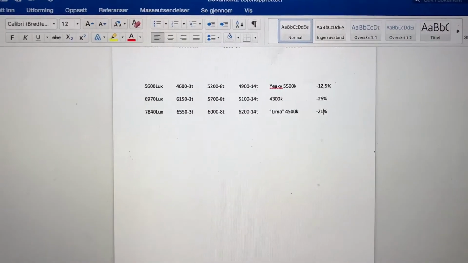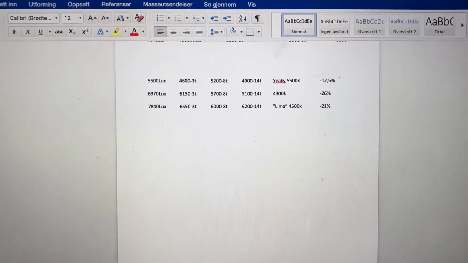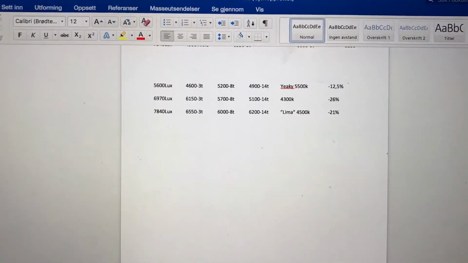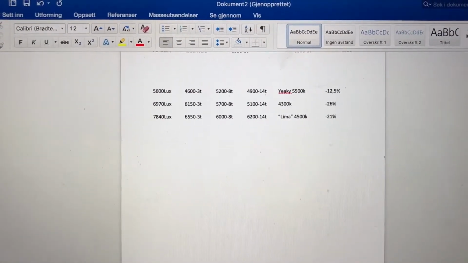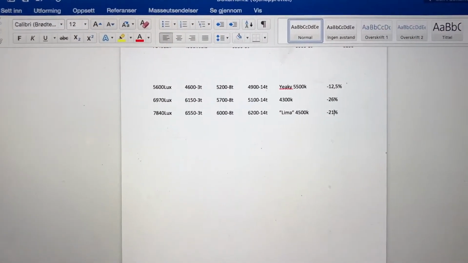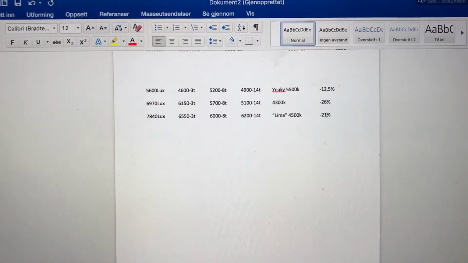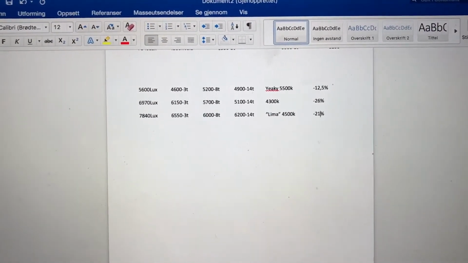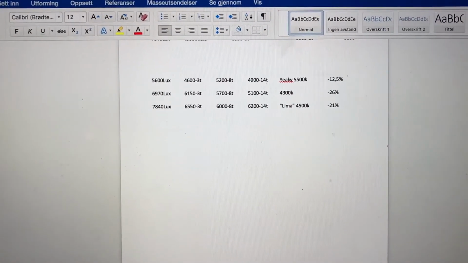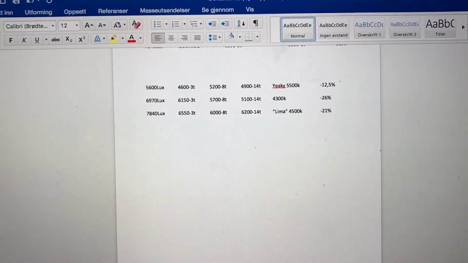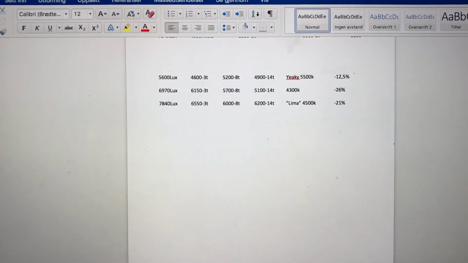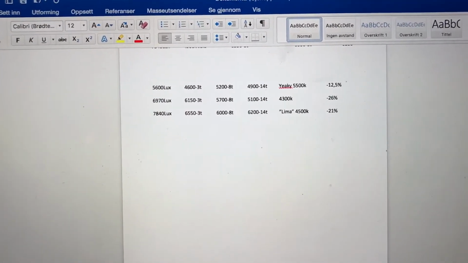But seeing it overall here at 14 hours, which isn't too long, the Yiki bulb only lost 12.5%, but it was the lowest scoring bulb overall. Then we had the generic 4300 Kelvin, which lost 26%, and then the Lima Star 4500 Kelvin, which went down 21%. So it would be really interesting to test this at 100 hours.